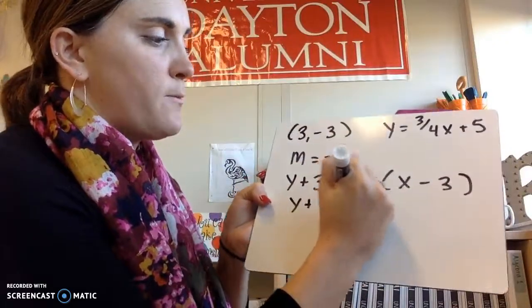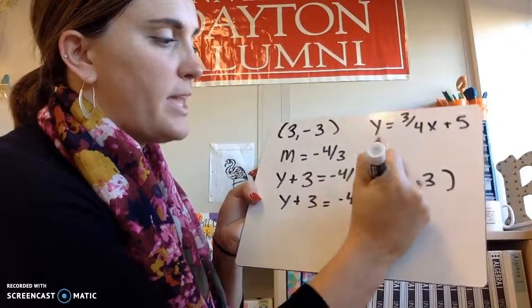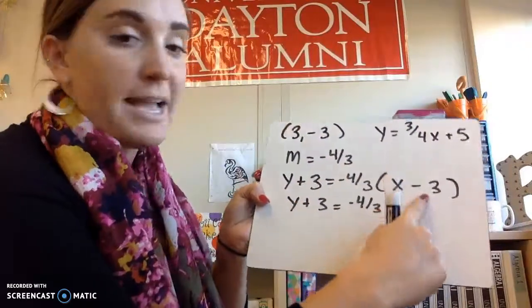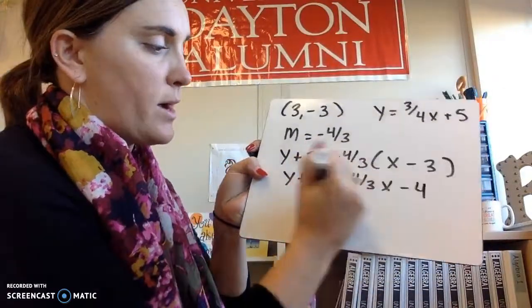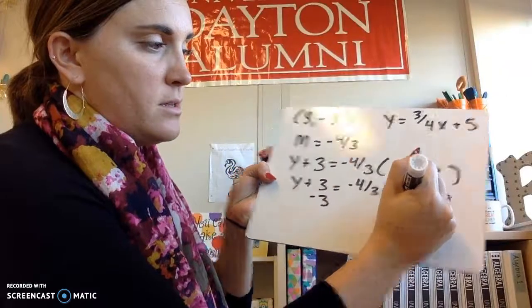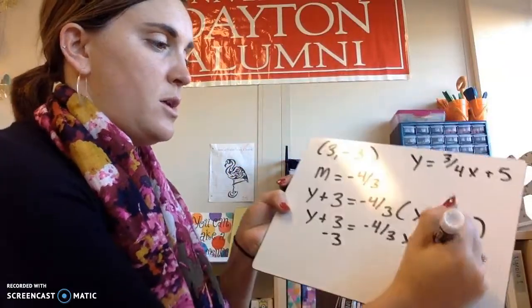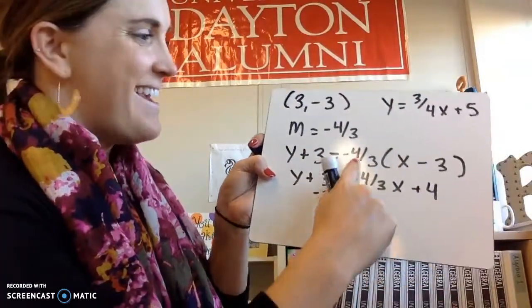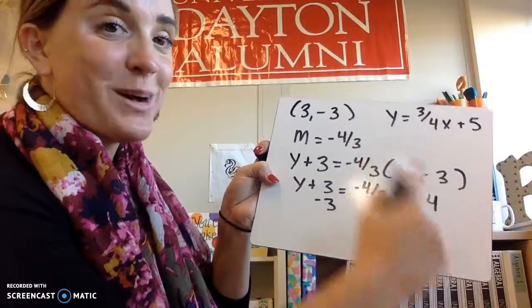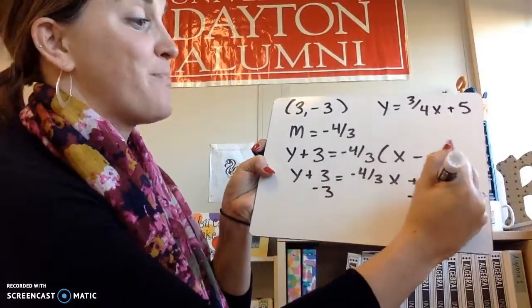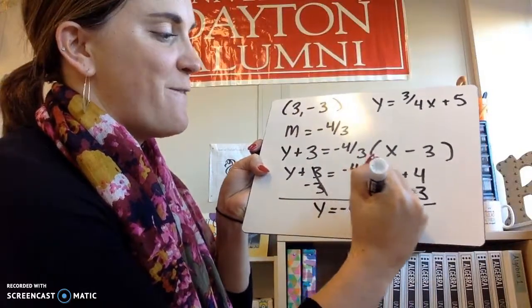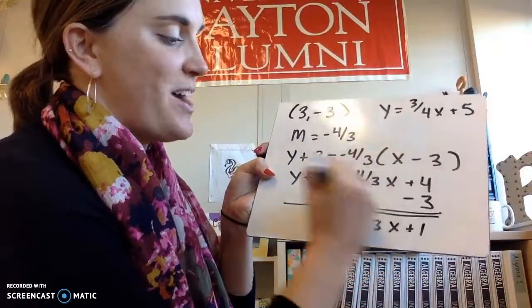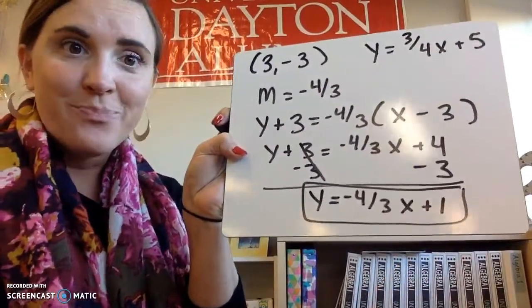So we're going to distribute first, negative 4 over 3x. Negative 4 times negative 3 is 12. 12 divided by a positive 3 is negative 4. No, it's not. It's positive 4. Just kidding. Negative 4 times negative 3 is a positive 12, divided by positive 3 is positive 4. All right, subtract 3 on each side. So y equals negative 4 over 3x plus 1. And you're good to go.